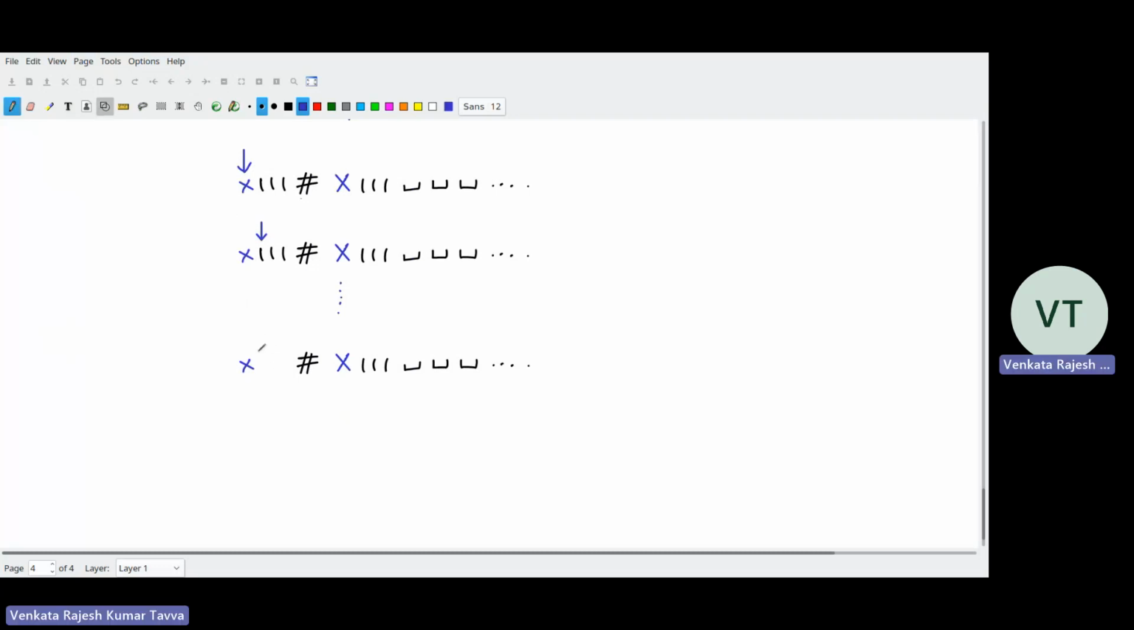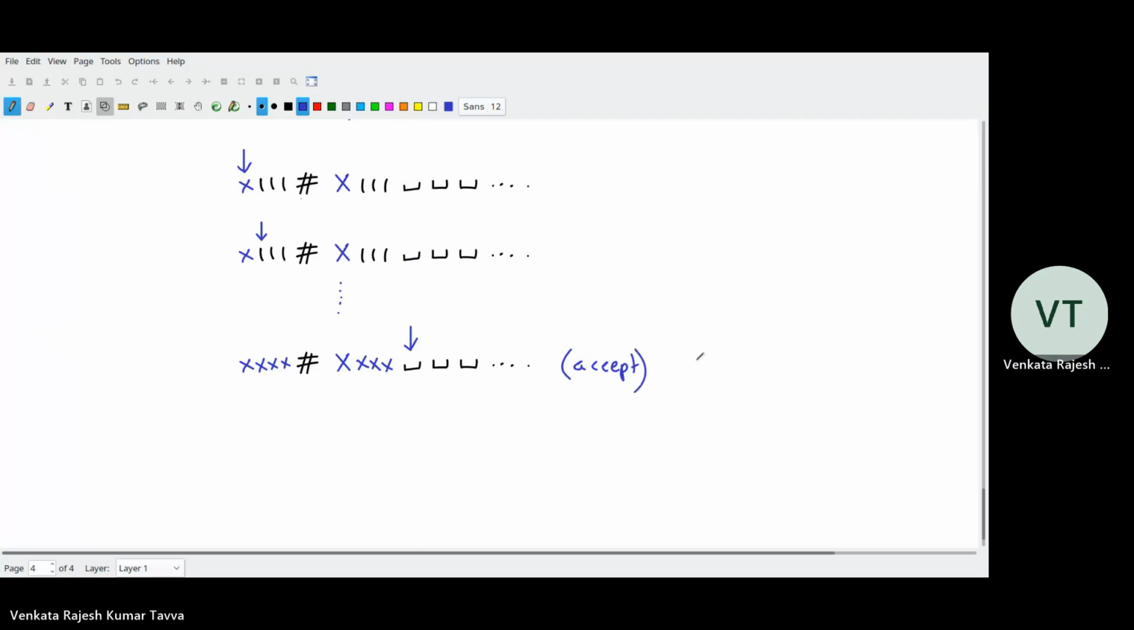So I am left with 4 crosses here, and I am left with 4 crosses here, and I reach this blank. Okay, so which means the left hand side and the right hand side, all of them matched. Now I reach the blank, which means the input is over, everything matched so far. That's it. So now you accept.